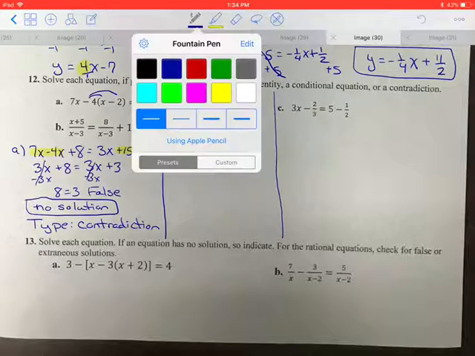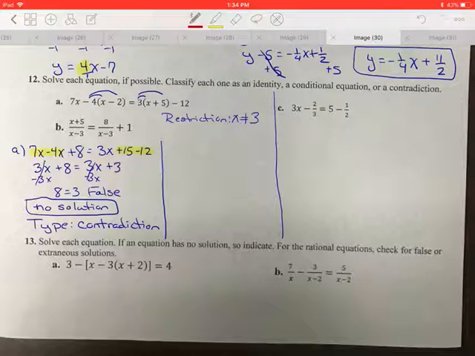Now I can clear fractions on this one. So my only denominator is x minus 3. So I'm going to go through, and I have to multiply all the terms by x minus 3. And that includes the 1, because you can't multiply part of an equation by a number and not all of it. Alright, so that should make some of my fractions fall out.